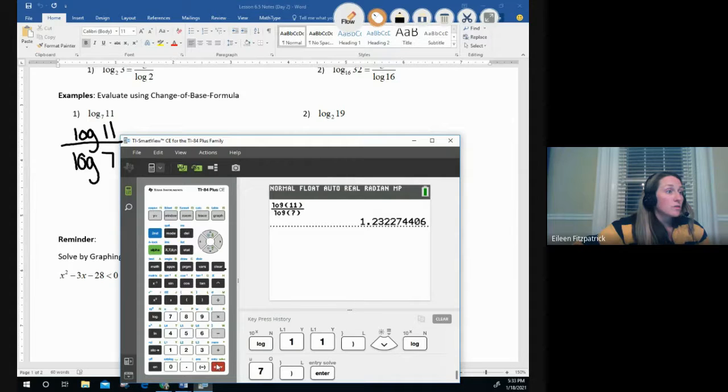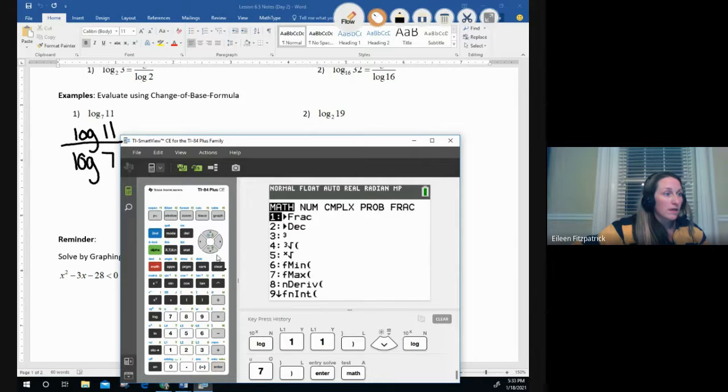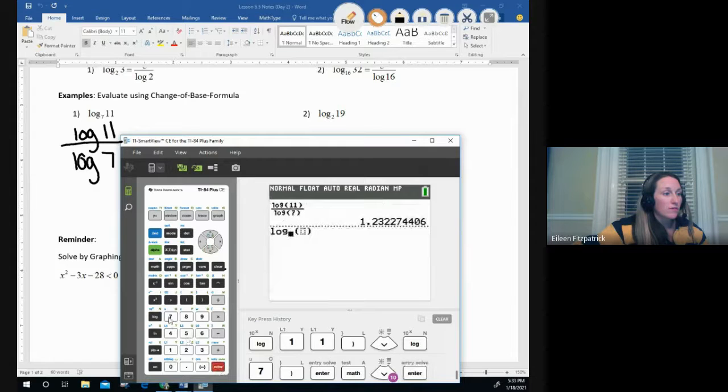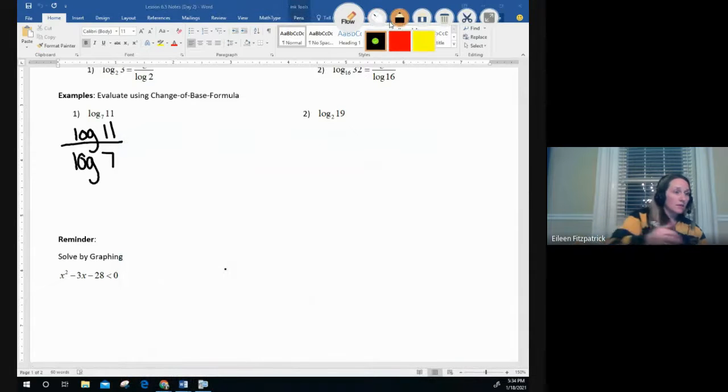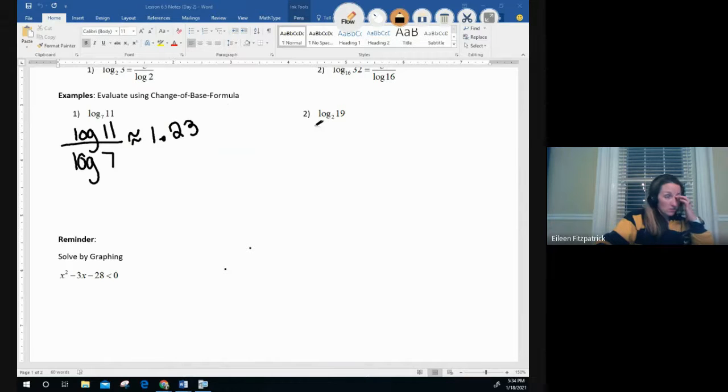And to prove to you that that is the same, I'm also going to type in the original problem. If I type in log base 7 of 11, it should evaluate to the same thing. Log base 7 of 11 is the same evaluation. So we'll say that it's approximately 1.23. Using the change of base formula, how would you rewrite this one?